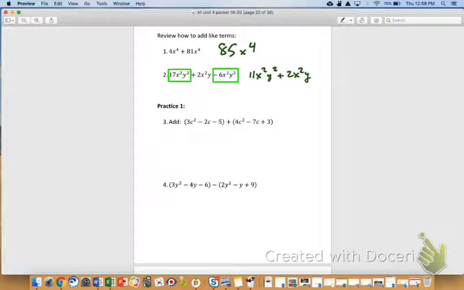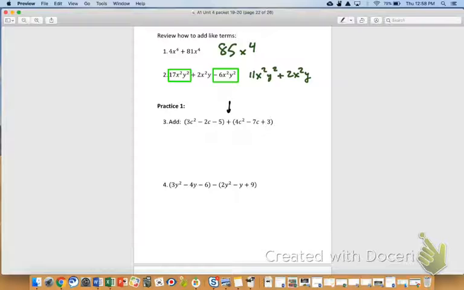So number 3. Number 3 says add. And I'm going to give you what I hope is a very clear procedure. When you are adding 2 polynomials, obviously there's parentheses around them. You can tell right here because of that symbol, we are adding them together. We're not subtracting them, we're not multiplying them, we are adding them. So here's what you do.